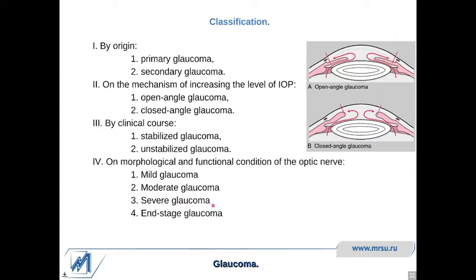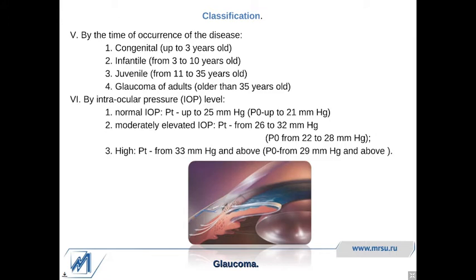So there are four variants of glaucoma due to morphological and functional condition of the optic nerve: mild, moderate, severe, and end-stage glaucoma. By the time of occurrence of the disease, there are four variants too. It's congenital, when the glaucoma comes up to 3 years old. Infantile glaucoma from 3 to 10 years old, juvenile glaucoma from 11 to 35 years old, and glaucoma of adults older than 35 years old.